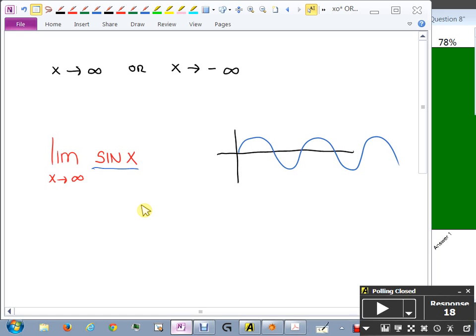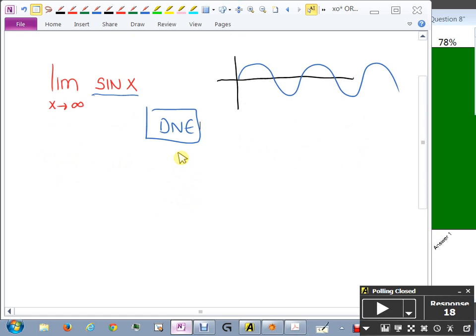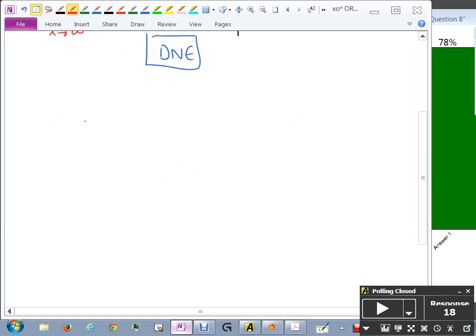It has to head to something for you to say the limit exists. And if it goes up to infinity forever, like it keeps going up, that's fine. Infinity would be an answer. But in this case, it's not headed towards anything. So it does not exist. Done. And there's no work that needs to be done there. All right? Nothing. How about something like this? Limit x goes to infinity of x to the x.